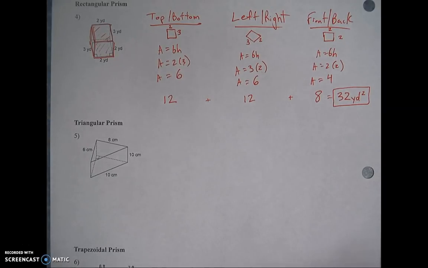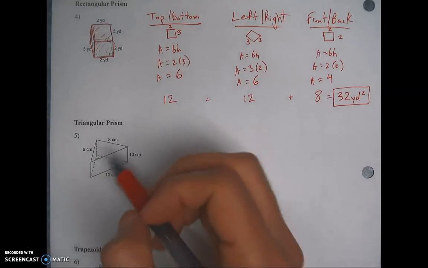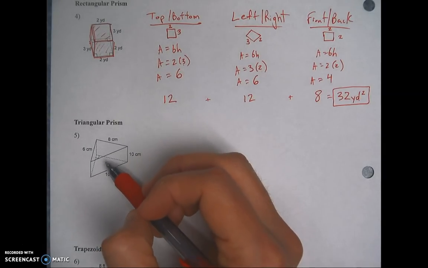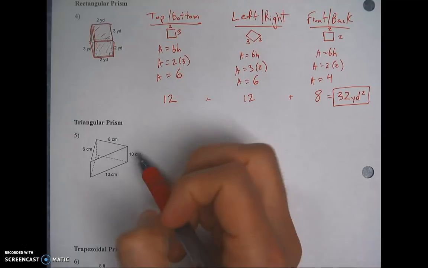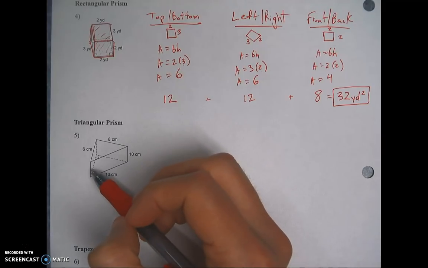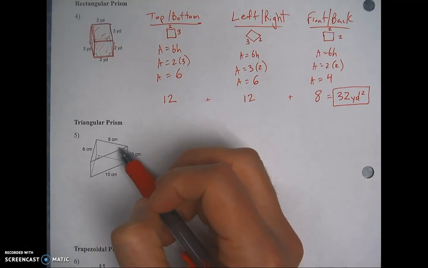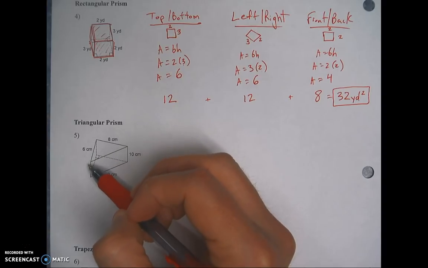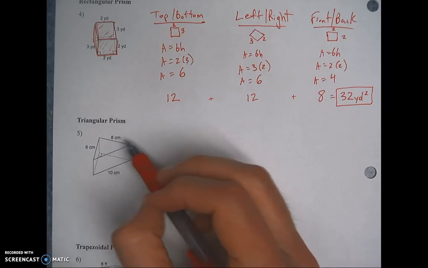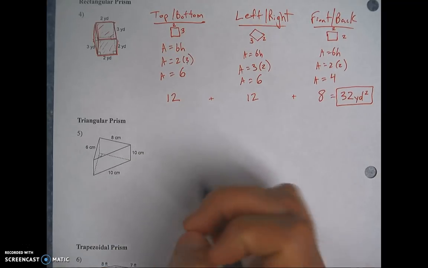So not too bad. All right, let's look at the triangular prism now. On these, you've got 2 matching sides, the triangles on the top and the bottom. And then you've got 3 other sides that don't match. You've got this front side, this back side, and kind of this left side. They're all rectangles, so they're just base times height. We just need to make sure that we do each one separately and we get all the measurements right.